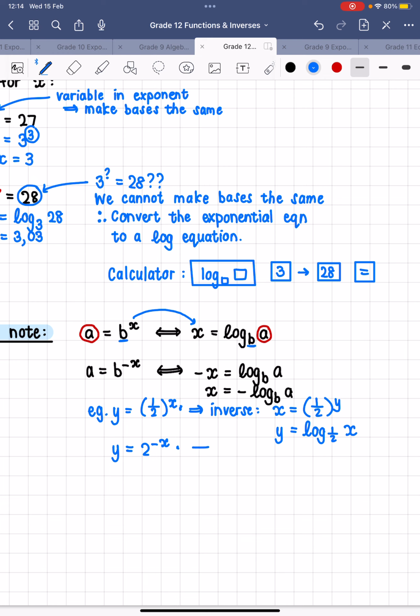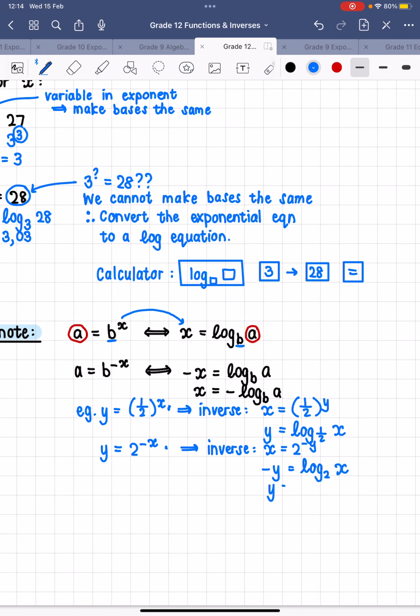So now if we're looking at this, the inverse is going to be x equals 2 to the power of negative y, in which case our exponent is going to become the subject. We're going to say log base 2 of x. And now, of course, we can't leave the equation like this. We would have to move that minus over to the other side. So this would be the final answer for that equation.